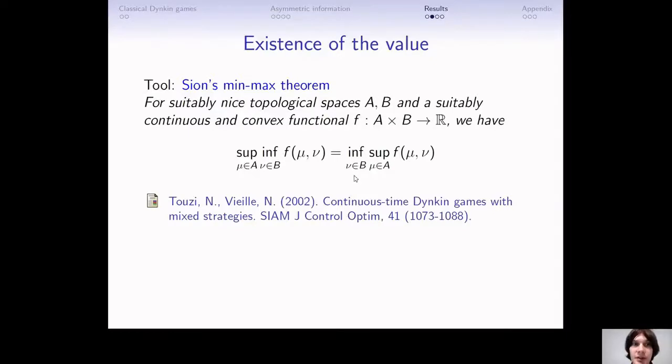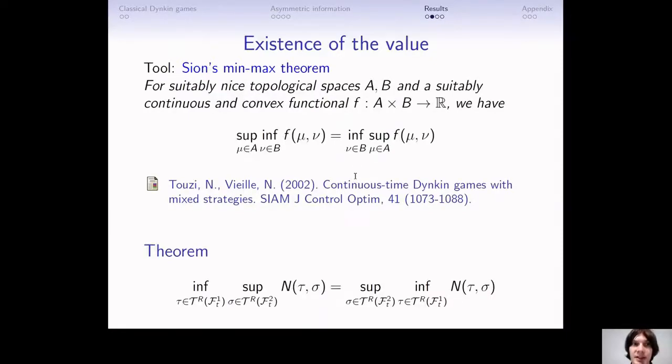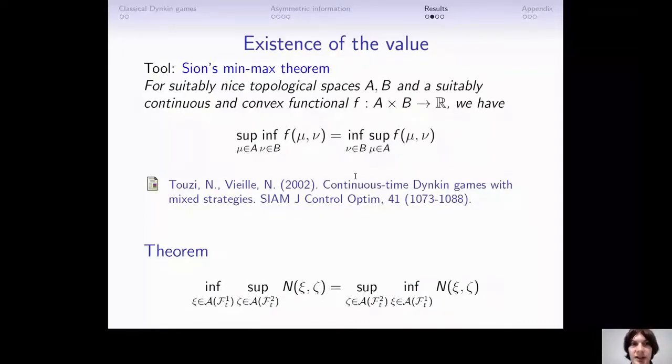Now, our main result, our main theorem says the following, that this equality holds, and therefore the value of our asymmetric information game exists. The theorem can be formulated in two ways, in terms of randomized stopping times tau and sigma, and in terms of controls xi and zeta. On the previous slide, I illustrated why they are equivalent. I will not have time to go into details of the proof, but I will give an example of the game that fits into our framework.